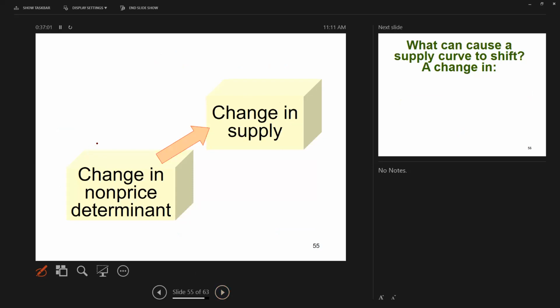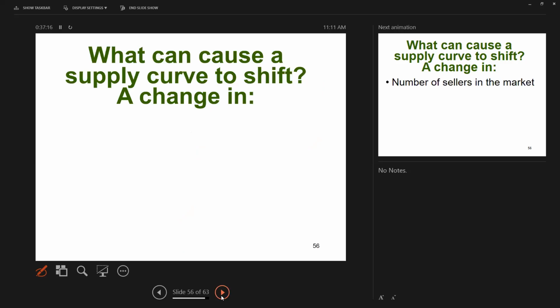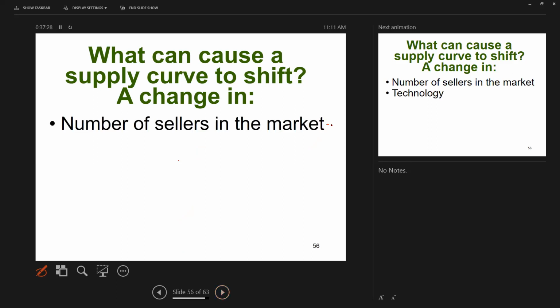So any change, write it up here, any change in the non-price determinants of supply will cause a change in supply. So you're probably wondering, what are these non-price determinants of supply? The first one is a change in the number of sellers in the market. A change in the number of sellers in the market is directly related to supply. An increase in the number of sellers in the market will increase supply. A decrease in the number of sellers will decrease supply.